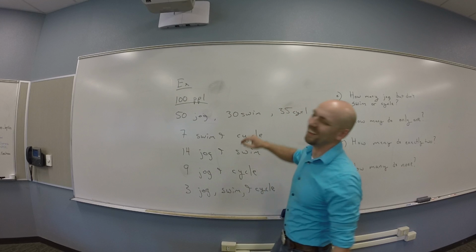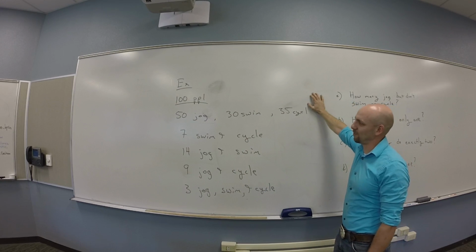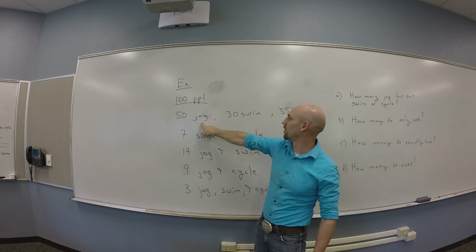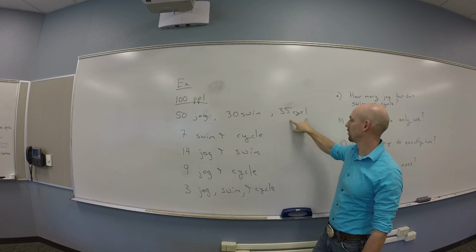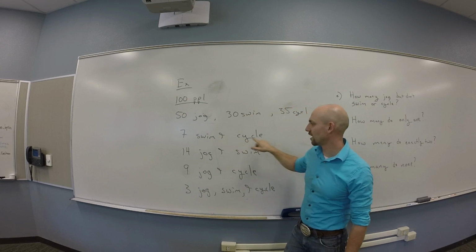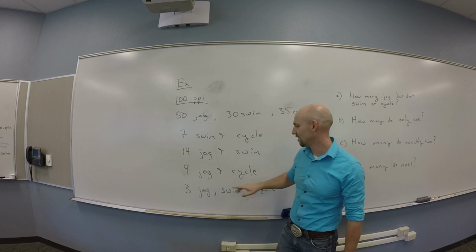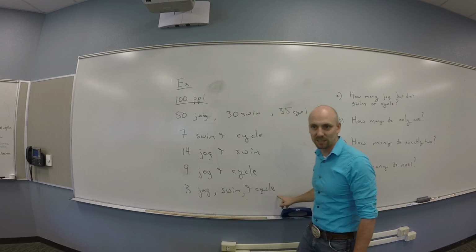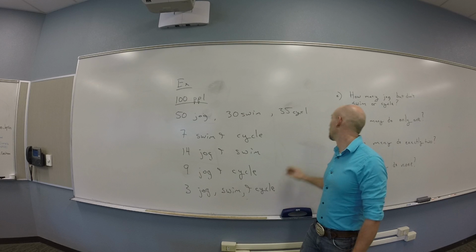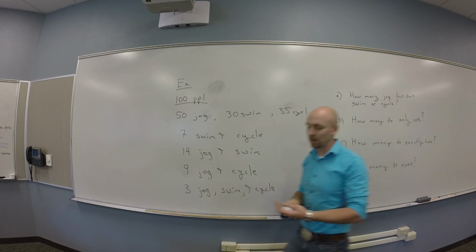Okay, so suppose that I had 100 people, and we have some numbers. 50 of them jog, 30 of them swim, 35 cycle. 7 swim and cycle, 14 jog and swim, 9 jog and cycle, and then 3 do all 3 activities, right? I'm interested in some questions, but for right now I'm just going to make a Venn diagram.